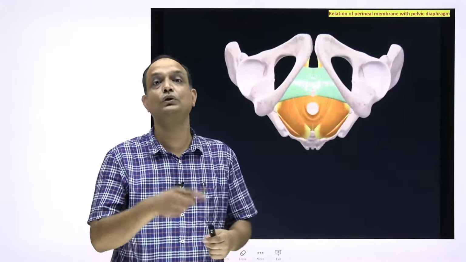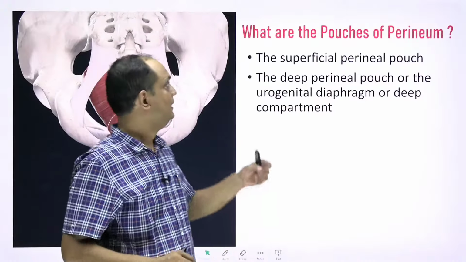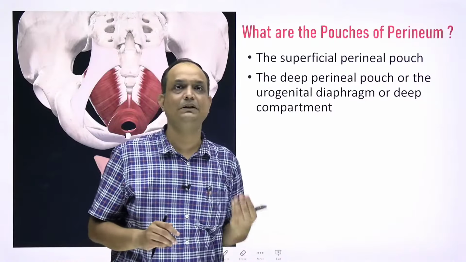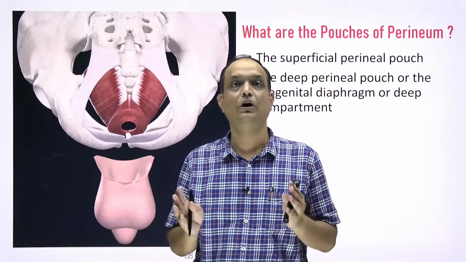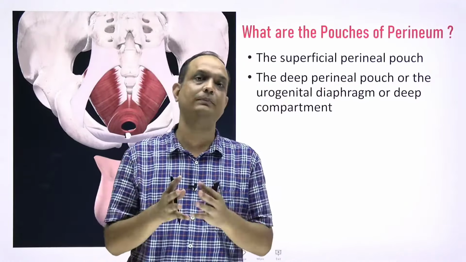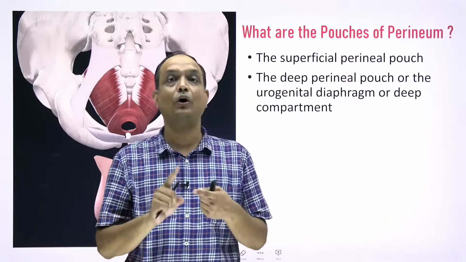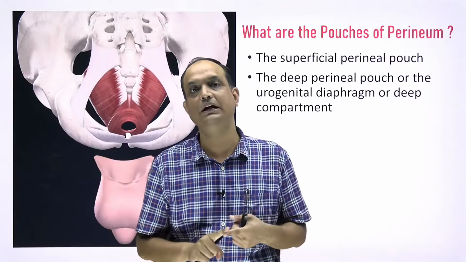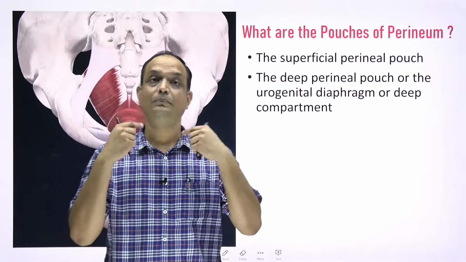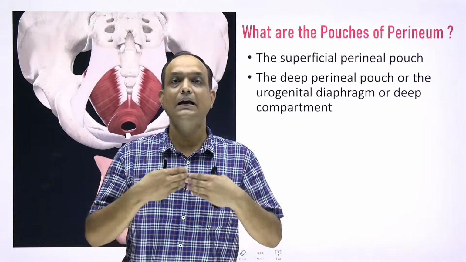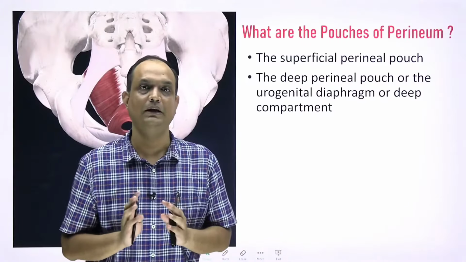It is a covering of the urogenital diaphragm. For that we will see more diagrams in the coming slides. So now the next concept is how to divide the pouches, or what are the pouches of your perineum. Whenever you are talking about the pouches of the perineum, I am always talking about the urogenital triangle, not the anal triangle. That means the pouches are present in the anterior part of the perineum, not in the posterior part.